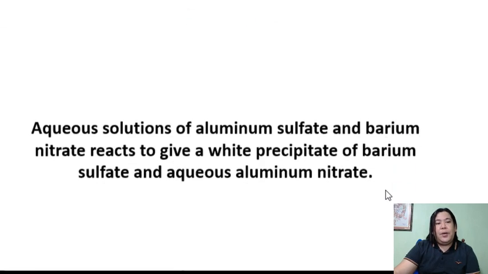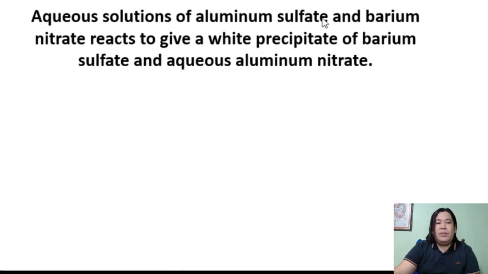And last example, aqueous solution of aluminum sulfate and barium nitrate reacts to give a white precipitate of barium sulfate and aqueous aluminum nitrate. So, tingnan natin kung asan ang reactant. So, ito yung to give. So, yung sentence that comes before to give ay aluminum sulfate and barium nitrate. So, therefore, those two substances are your reactants.